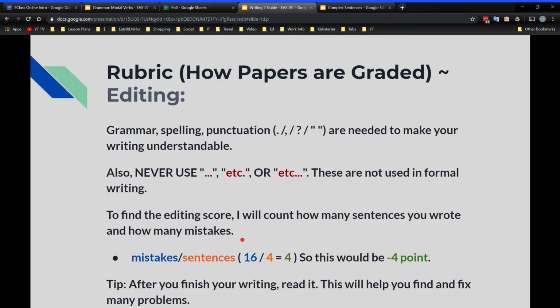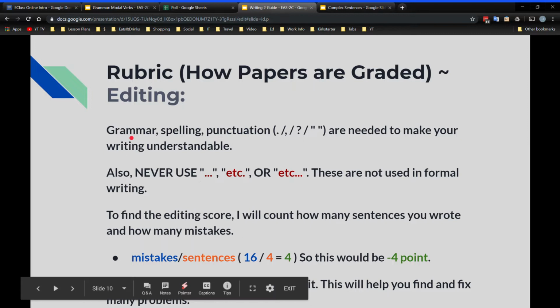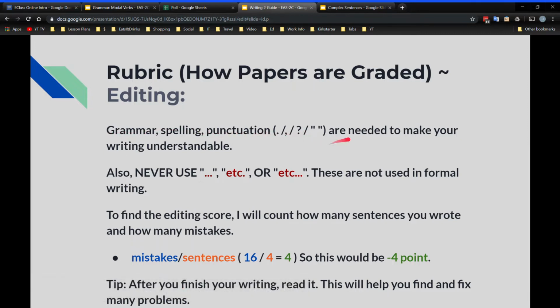The next grading category is editing. So this includes things like grammar, spelling, punctuation. We need to have these correct because these help make your writing understandable. Also, don't ever use the ... or etc. or anything like that. These are not used in formal writing. You really only see this in presentations or notes, stuff like that. These are not used in our style of writing.